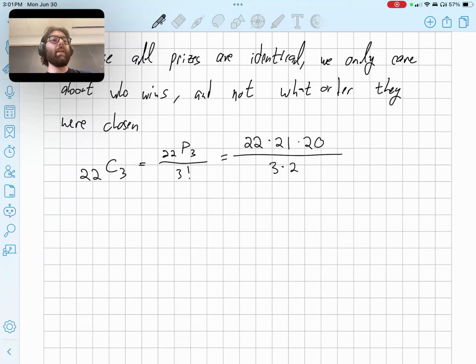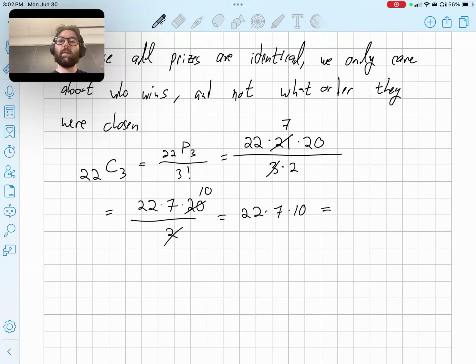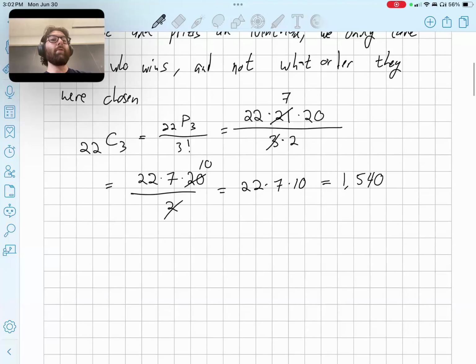So to simplify this, I know that 21 is divisible by 3, so 21 over 3 is 7. So now I've got 22 times 7 times 20 over 2. And then I could either do 22 over 2 or 20 over 2. I'll do 20 over 2 to get 10. So this is 22 times 7 times 10. And that is 1,540.